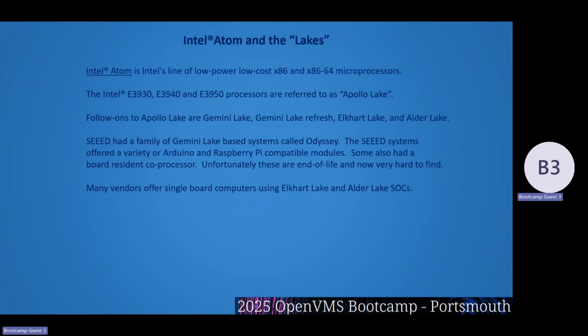Unfortunately, first off, even when you could order this board, it was almost impossible to get. That's how popular it was. It is now absolutely impossible to get. I don't even think they're available on eBay anymore. I really would have liked to have tried x86 on a Gemini Lake Odyssey. But there are lots of other vendors that are taking these boards and using Elkhart Lake and Alder Lake as their central SoCs. So what do you need to look for if you want to try VMS x86 on a different single board computer?